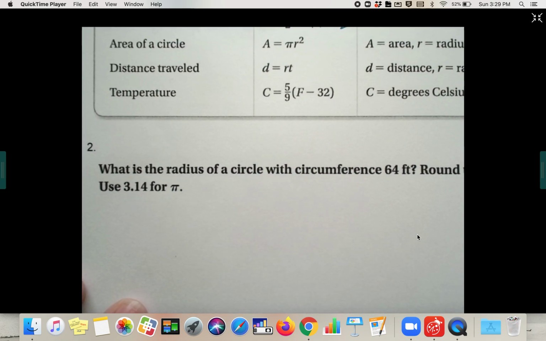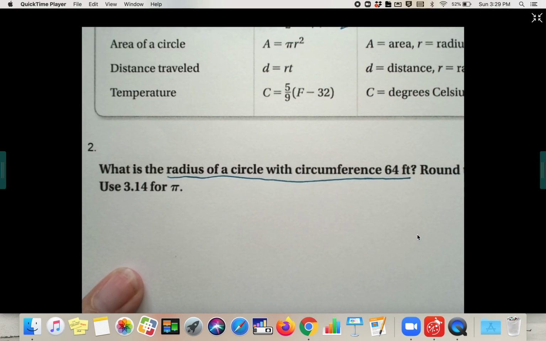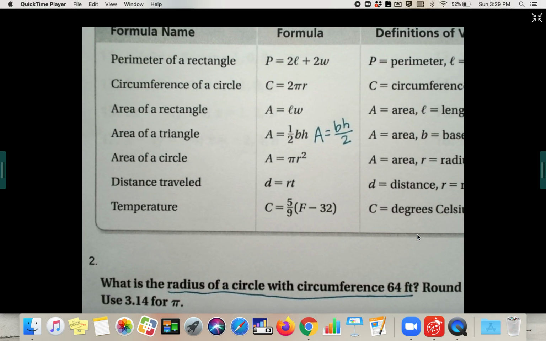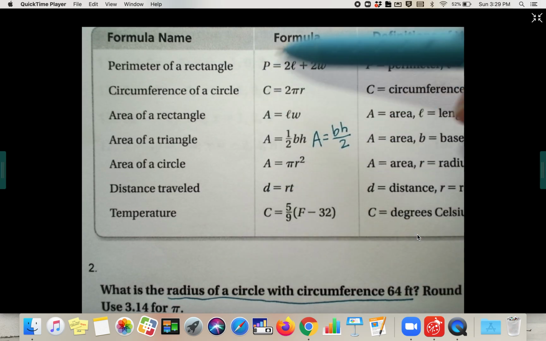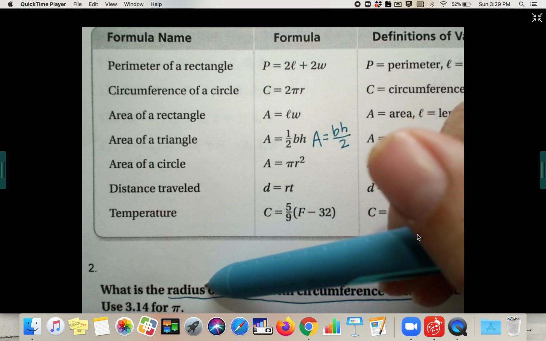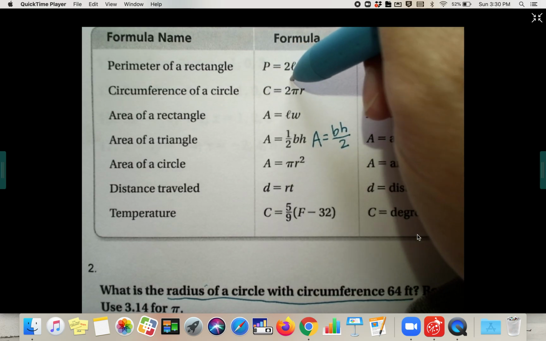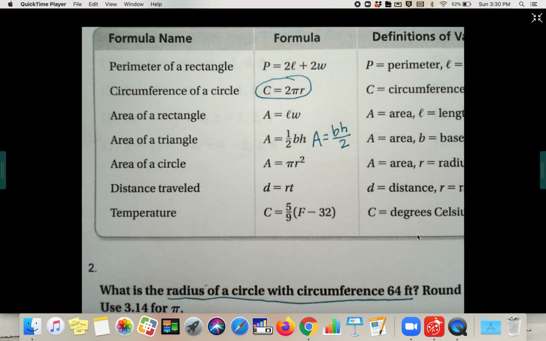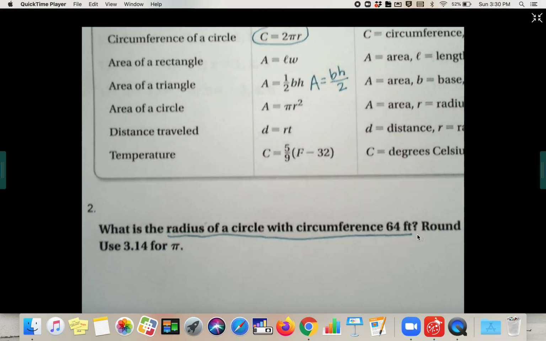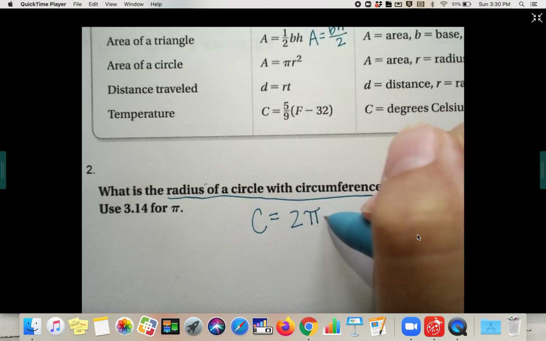So what is the radius of a circle with the circumference 64? So right away, we're going to look at which of these makes sense to use. We have circumference, we have radius, and circle. So it looks to me like we're dealing with circumference, which is 2 times pi times radius. So let's use C equals 2 pi r.